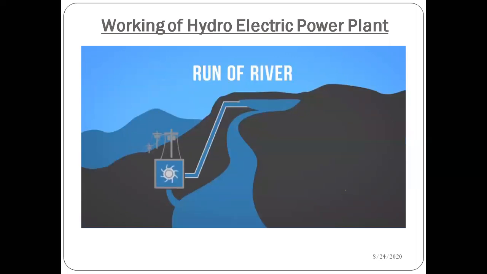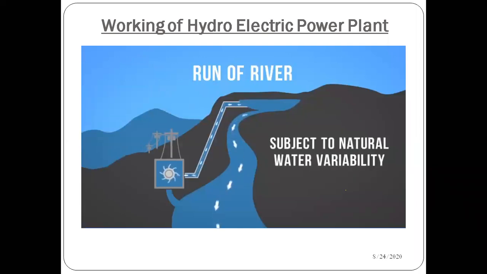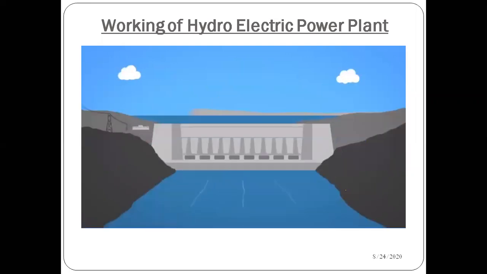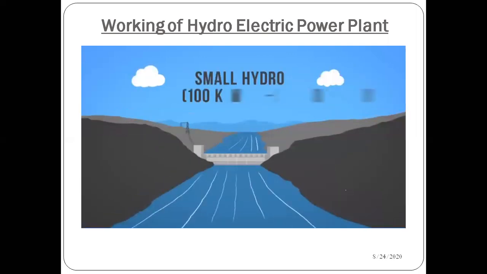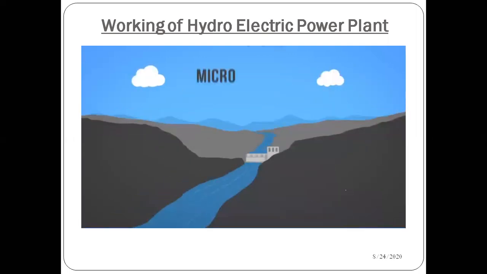Run-of-river still uses turbines and generators, but relies on natural water flow rates of rivers, diverting just a portion of the water through turbines. Because run-of-river hydro is subject to natural water variability, it is more intermittent than dammed hydro. There are various sizes of hydro plants that produce electricity: large hydro, greater than 30 megawatts, small hydro, 100 kilowatts to 30 megawatts, and micro hydro, less than 100 kilowatts.